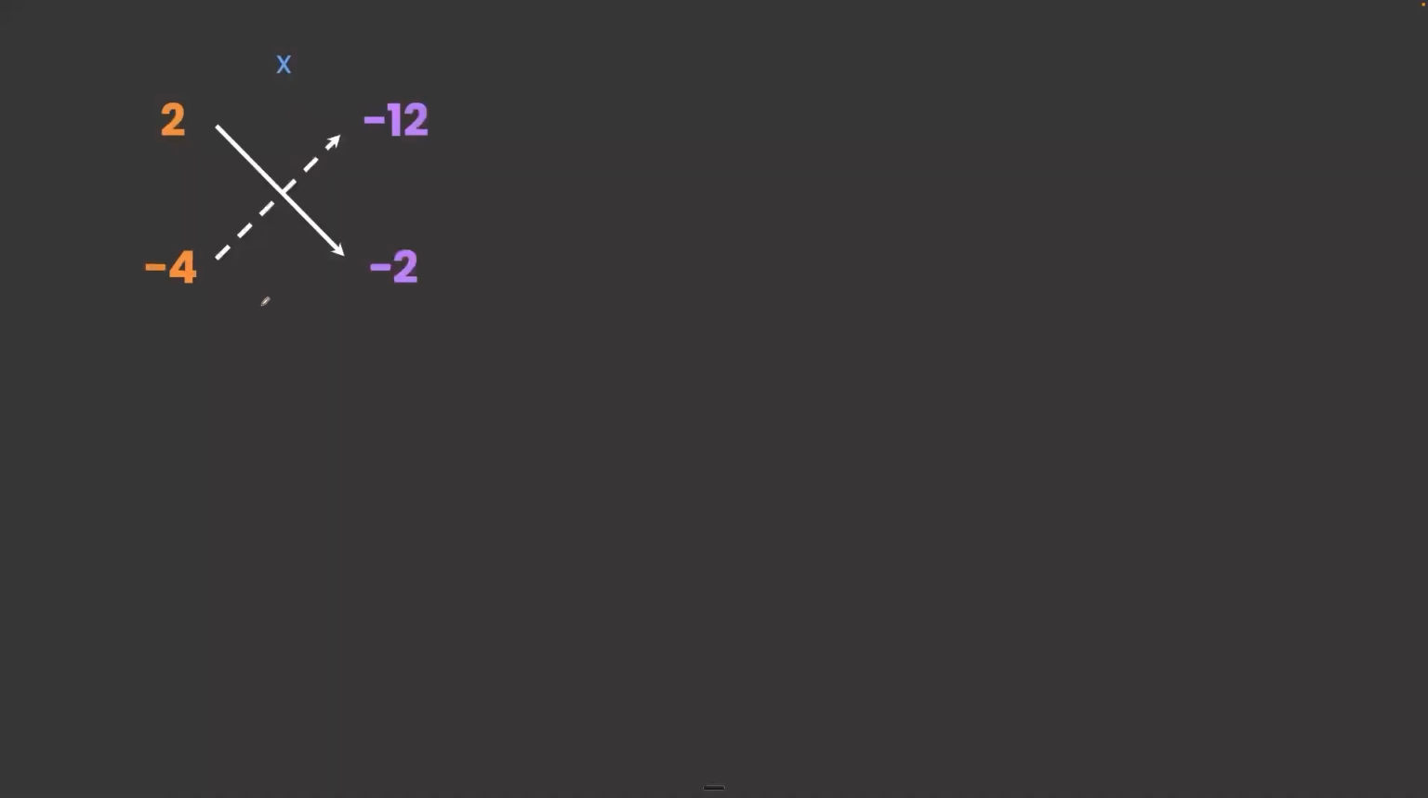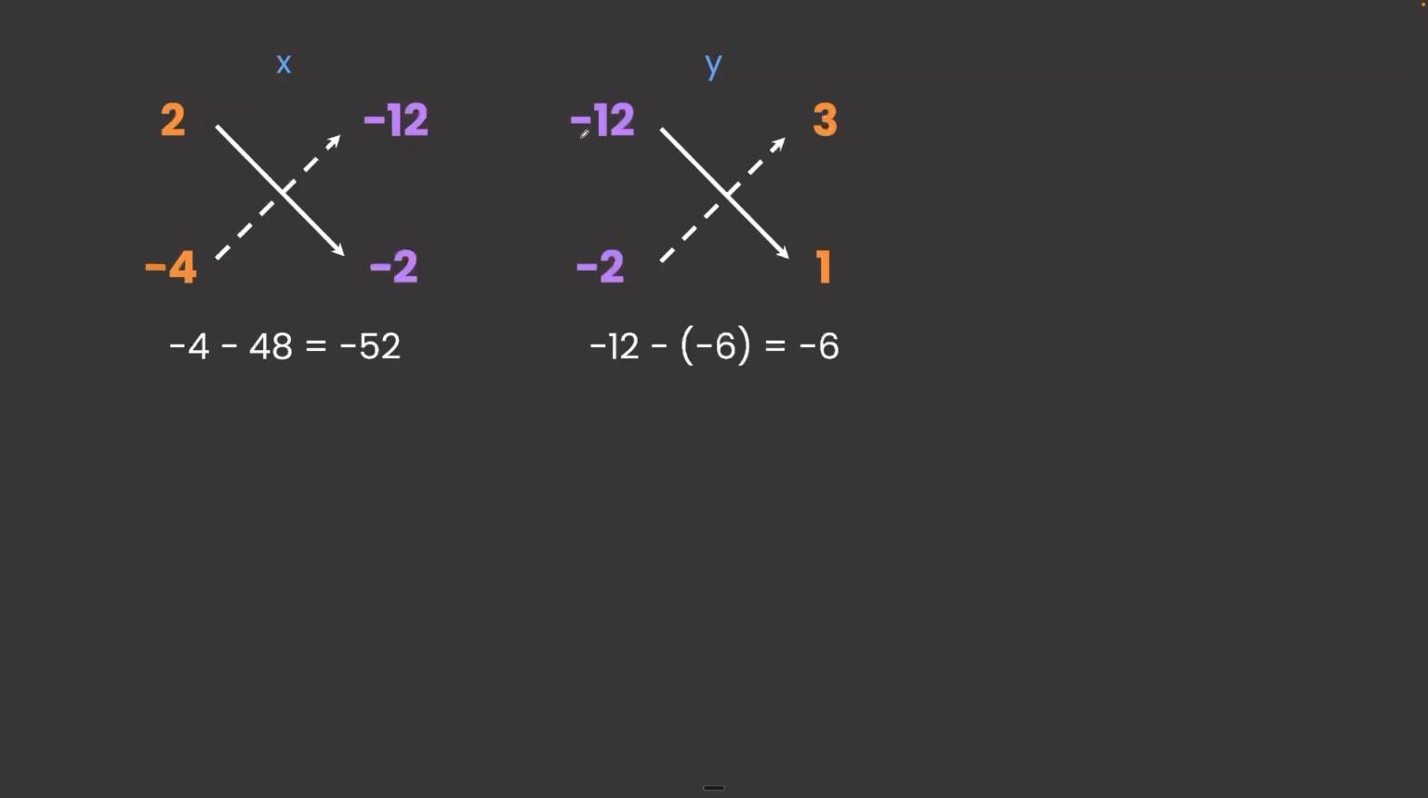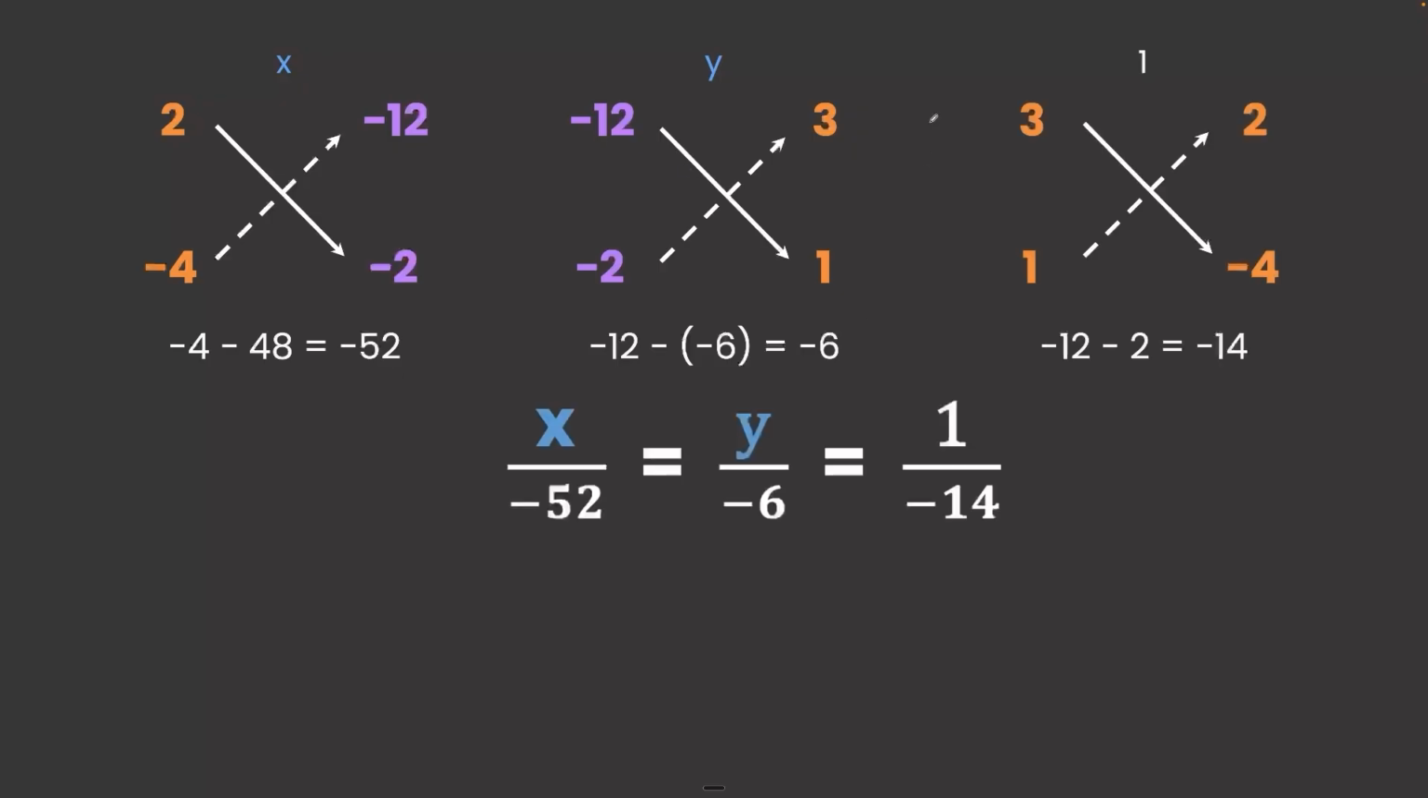Next we can start using the formula. So x by b1 c2 minus b2 c1, y by c1 a2 minus c2 a1, 1 by a1 b2 minus a2 b1. So that gives us x by minus 52 equals y by minus 6 equals 1 by minus 14, and solving that you get x equals 26 by 7 and y equals 3 by 7. And that's how quickly you can find the solution.